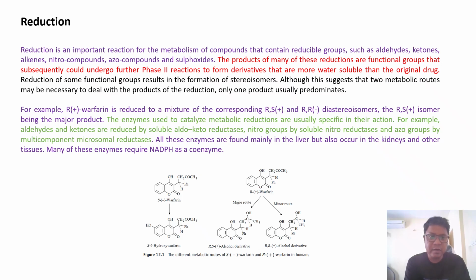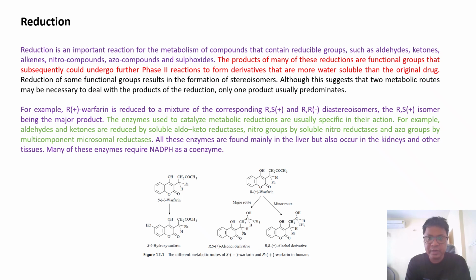Reduction of some functional groups results in the formation of stereoisomers. Although this suggests that two metabolic routes may be necessary to deal with the products of the reduction, only one product usually predominates. For example, R-plus warfarin is reduced to a mixture of the corresponding RS and RR diastereomers, with the RS isomer being the major product.